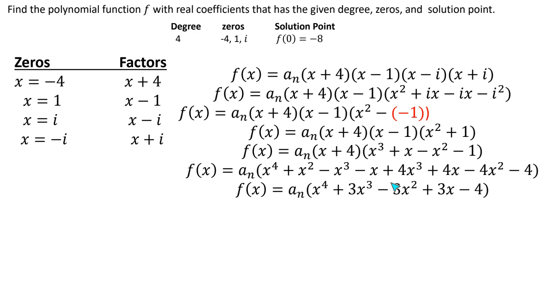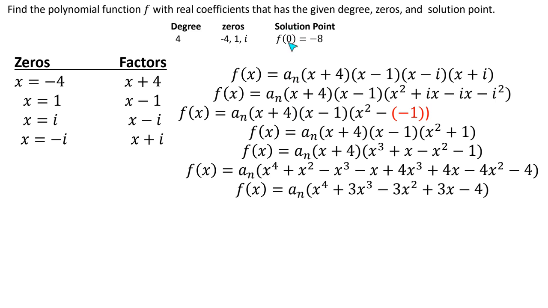I have a negative x cubed and a 4x cubed, so that would be 3x cubed. Then I have an x squared. A negative 4x squared would be negative 3x squared. And then our x's is negative x, and 4x will be 3x. And then my constant is negative 4. So now we just need to figure out what a_n is.